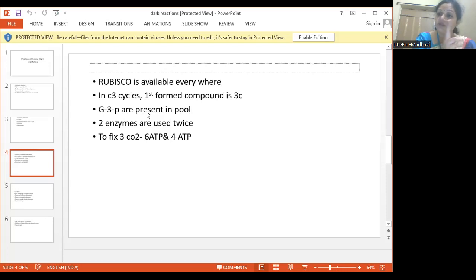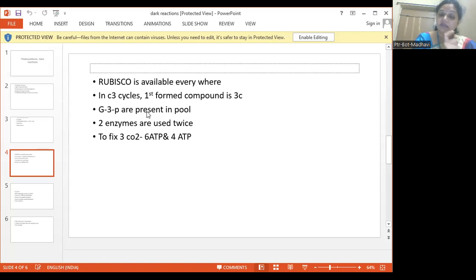And here, how many times the isomerization occurs and how many times the dephosphorylation occurs, that is, the phosphate group is going to be released. Like that also they will ask. Just go through the cycle once again.